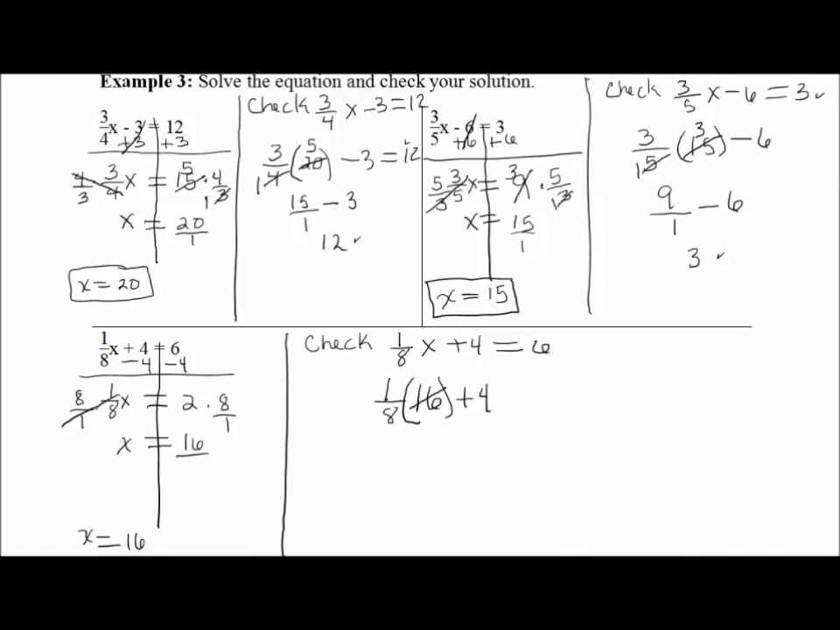Once again, I start off by reducing before I get started. 8 will go into 16 twice. 8 will go into 8 one time. 2 times 1 is 2. 2 over 1 is the same as 2. Then bring down my plus 4. And then 2 plus 4 is indeed 6. So that lets me know, hey, my answer was correct. The solution to the equation was x equals 16.